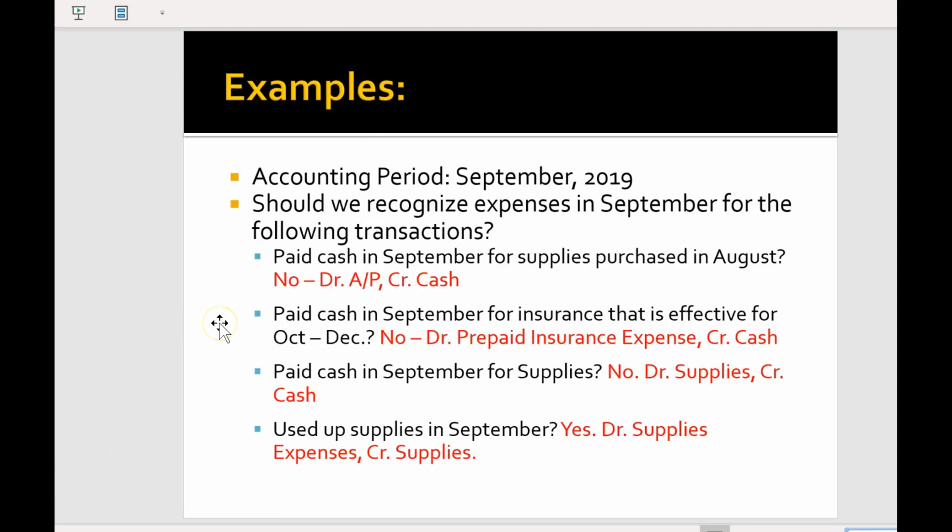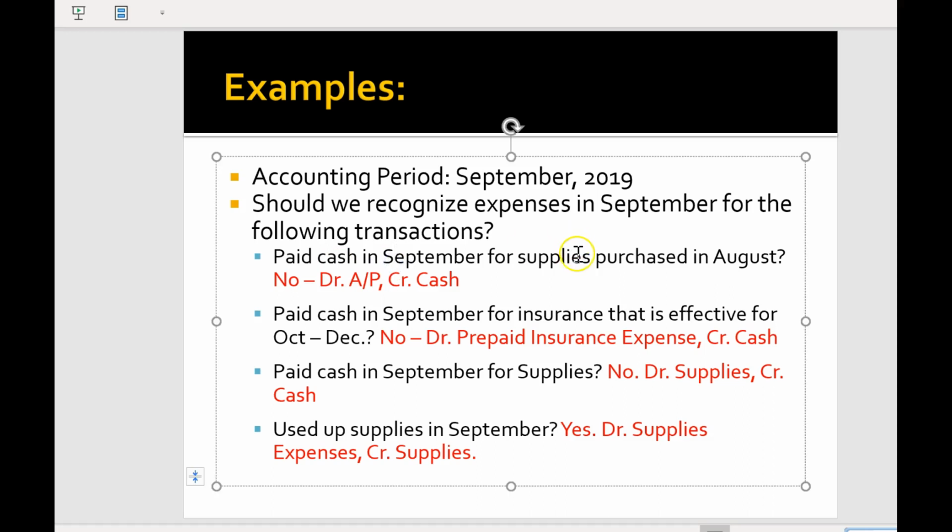Let's take a look at the following example. So again, the accounting period is September 2019. Should we recognize expenses in September for the following transactions? Okay, first one, paid cash. Now see, cash is paid in September for supplies that we purchased in August. Do we recognize this as an expense? No, because we didn't use the supplies in this period. We just paid cash for the supplies we purchased before. So we are not using anything to generate revenue, so it's not an expense.